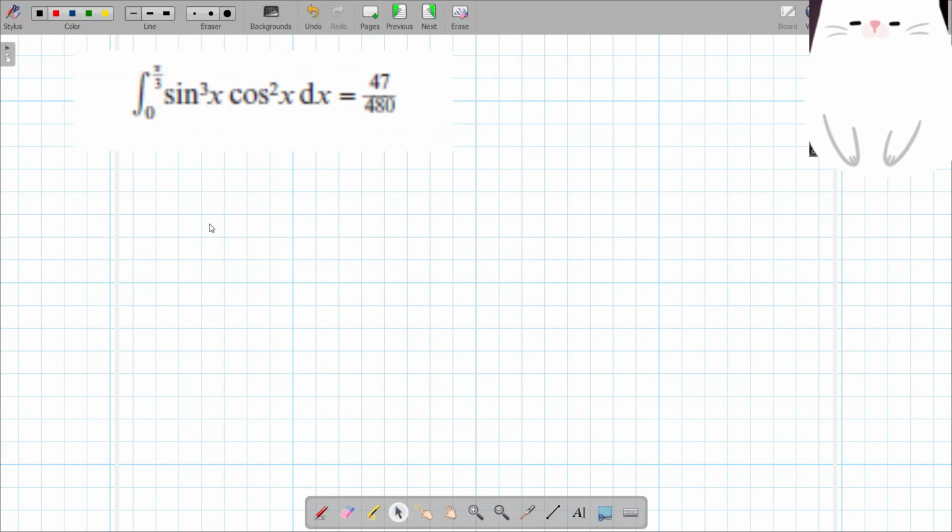Give one of the sines to dx. And then, whose derivative is sine? Cosine. So convert everything else in terms of cosine, and then make a substitution, cosine x equal to y. This is the idea. I hope you can do it. I'll have a go at it now.